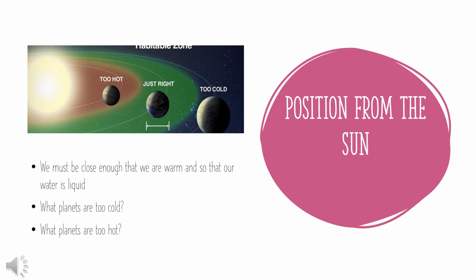What planets are too hot? Mercury and Venus are going to be your hotter planets because they are the closest to the sun. Earth is right in between Venus and Mars, so therefore making it at a right temperature where it's not too cold, not too hot.